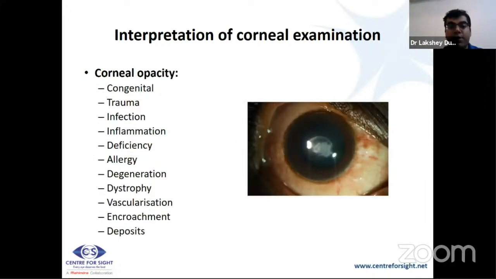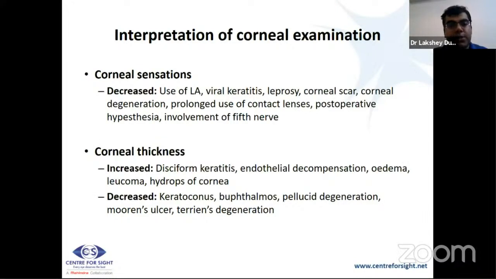Opacities can be due to congenital causes, trauma, infection, inflammation, deficiencies, allergies. So any abnormality on cornea finally ends up in an opacity. Sensations can be decreased in use of local anesthetics, viral infections, leprosy, scars, degenerations, prolonged use of contact lens. This is very important: prolonged use of contact lenses. This is what we normally miss out in history.